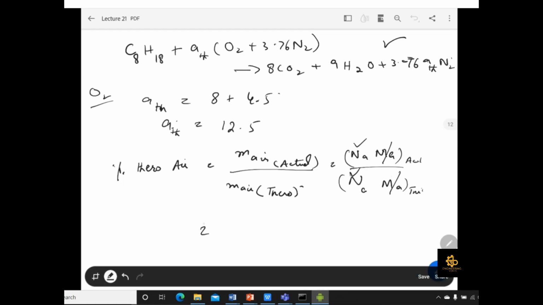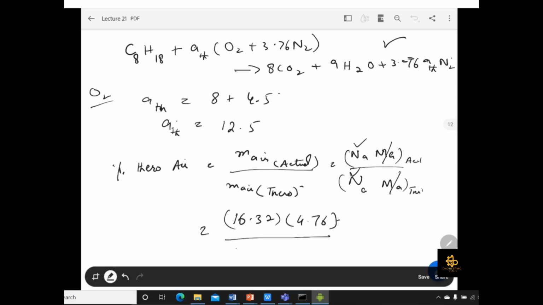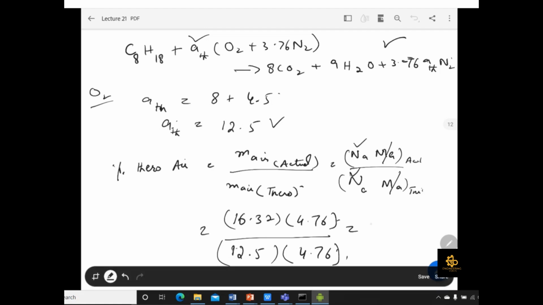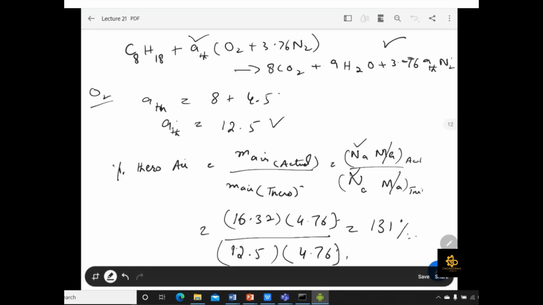The number of moles of air for the actual you can easily get from the previous equation, so 16.32 into 4.76. You just have to go back and see the equation which you already developed in the previous slide. The theoretical number of moles comes from this equation, so you just have to multiply 12.5 into 4.76. This is your theoretical number of moles. If you divide, it will be equal to 131%. So it means we are 131% theoretical, so we are supplying 31% excess air. This is the meaning of this statement. If you have any question, you can ask me.